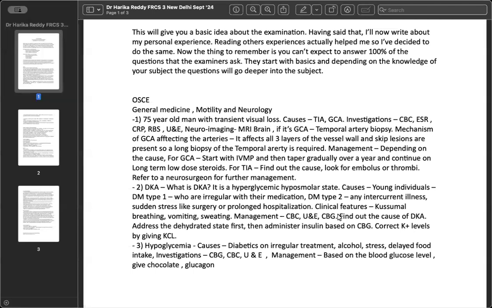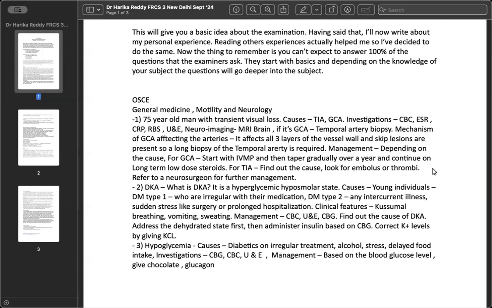I also asked him whether they have any other symptoms like jaw claudication or pain while combing the hair. Then he said, no, whatever is written, that's all. You can elaborate on that. Then he asked me, what investigations will you do? Like I've written here, I told him all the basic investigations. Basically, he wanted MRI brain for TIA. And if it's giant cell arteritis, then he wanted temporal artery biopsy.